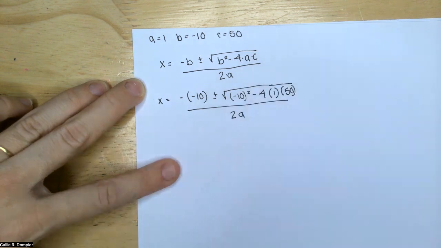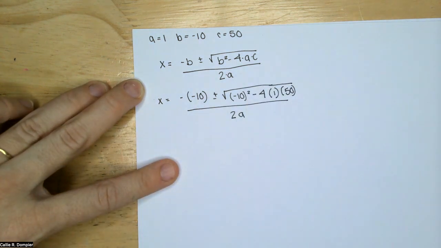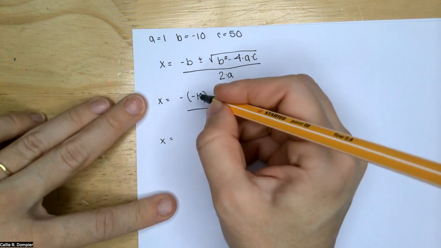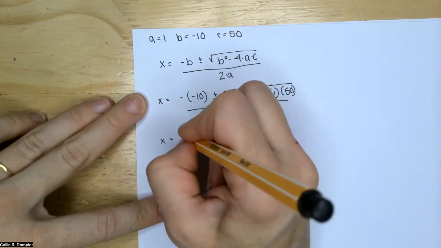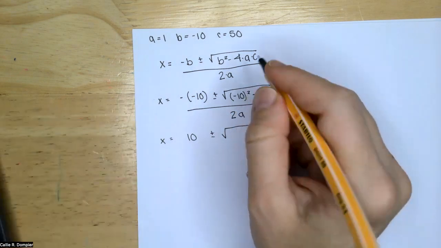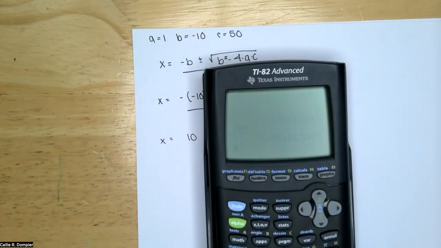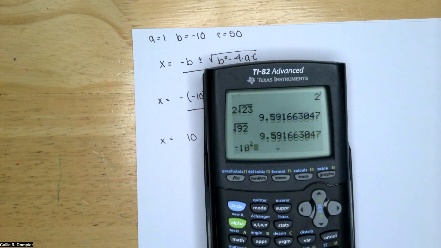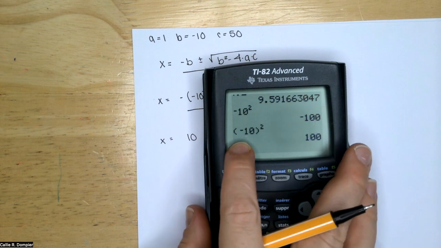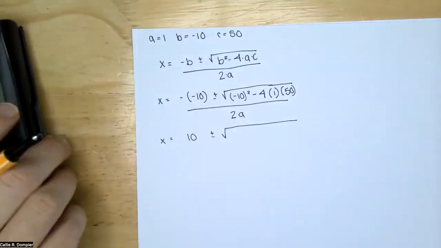Divided by 2A, right? So here is where my parentheses helped. Negative 10 is just a positive 10. Now, use parentheses when you're getting the square, because negative 10 squared and parentheses negative 10 squared give you a different answer, okay? Always use parentheses when you're substituting in for a variable. So parentheses negative 10 squared gives us 100.